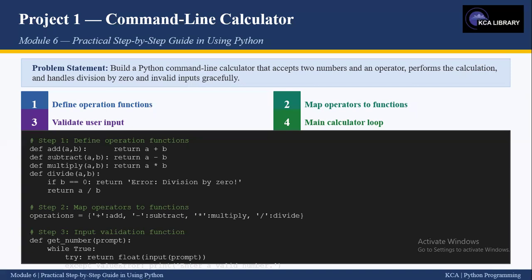Step 4, main calculator loop. def main(): print('=' * 35) print('Python Command Line Calculator'). So these are the examples of Project 1, which is the command line calculator.